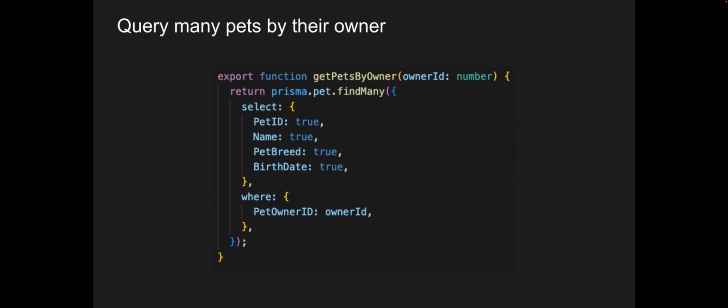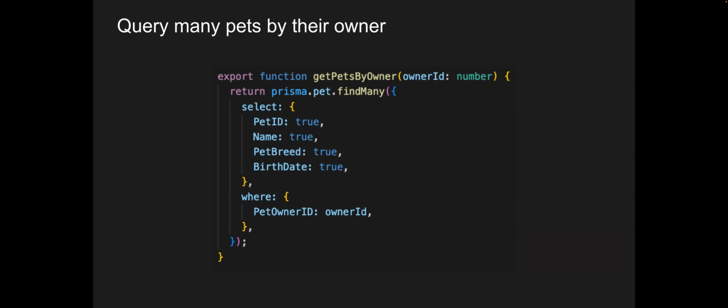And so what we see here is that we have an instance of Prisma. So that's prisma. And then you see .pet, that is the pet table, right? So you can imagine in your relational database, you might have a pet table. And then you can do something like findMany, right? Give me all the pets where the pet owner ID is the owner ID that we passed into the function. And you can even select specific columns, right?